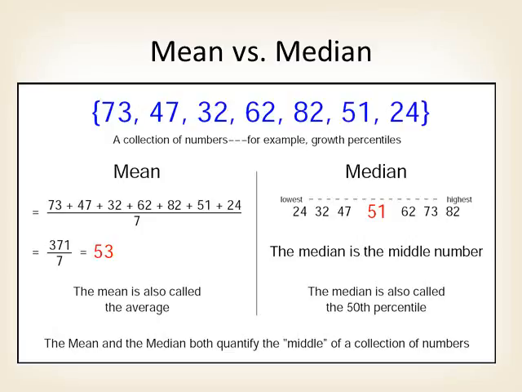The median is another way to create a central metric. To get the median, you organize your numbers from smallest to largest and pick out the middle one. That is the median value. We use medians when we talk about growth percentiles for a district, school, or other groups of students.